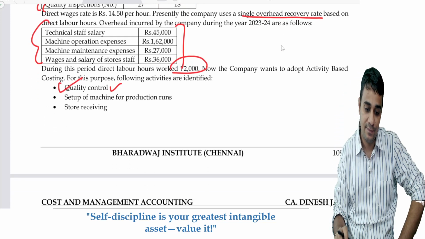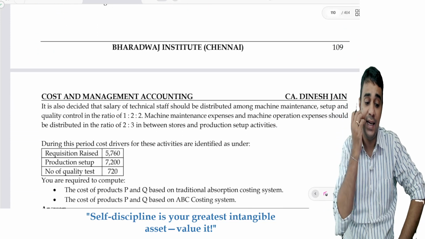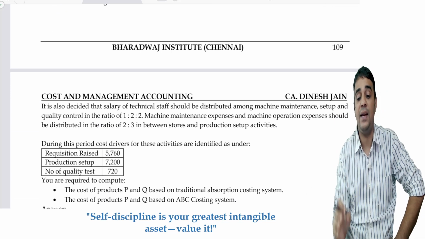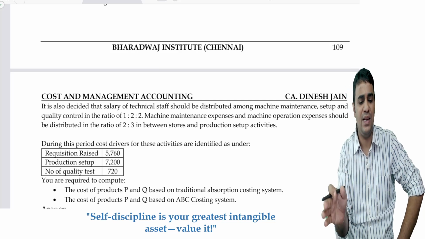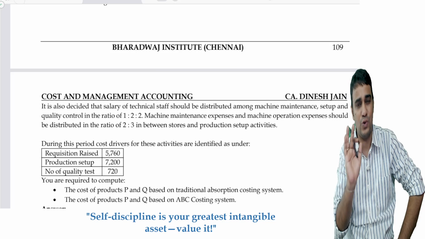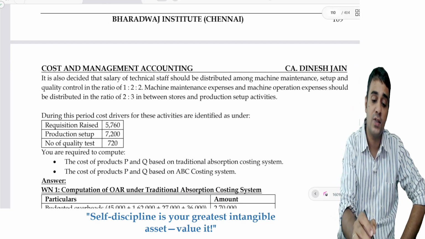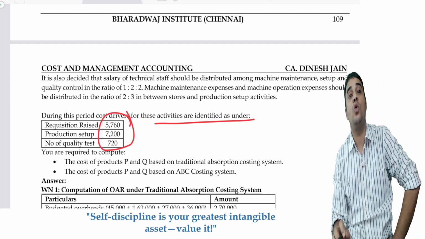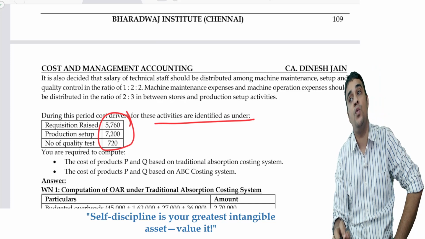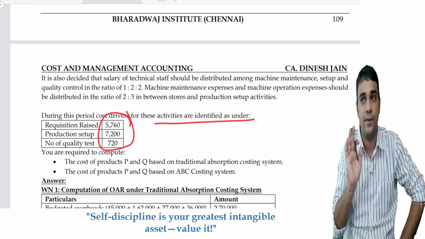Then it says it is decided that salary of technical staff should be split, maintenance should be split, something is there, we will have to use this. During the period, cost drivers for these activities are as under. This is the CDQ total of P, Q, R, S, T, U, V, W, X, all products put together. So they have given this number.